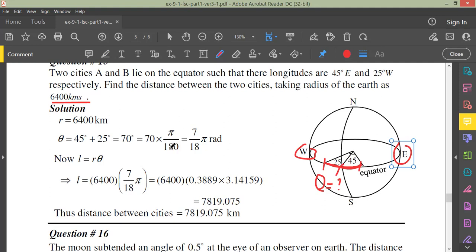70 degrees will be converted into radians. This will be equal to 7 over 18 pi. So L is equal to R theta. So value of R is 6400 and theta is equal to 7 over 18 pi. So this is our final answer. Distance between two cities will be equal to 7819.075 kilometers.